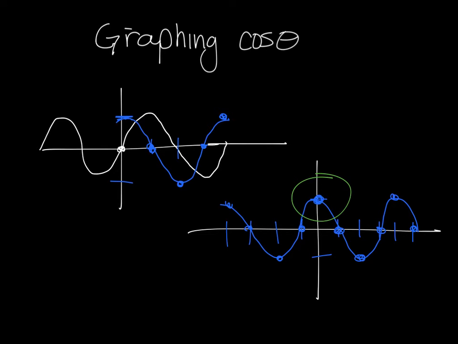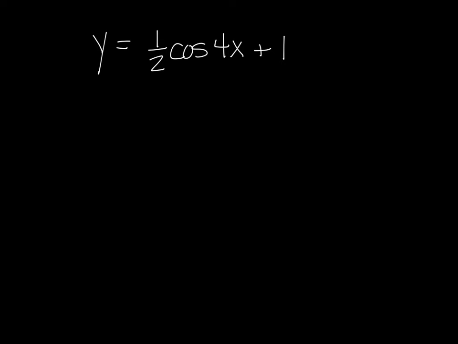Otherwise, everything's the same. Amplitude, vertical shift, phase shift, all of that stuff is the same. So let's look at an example. So here, I'm going to take some notes. My amplitude, I'm going to look at the number in front of cosine. That's my A value. My amplitude is 1/2.